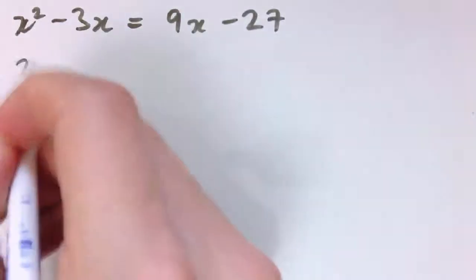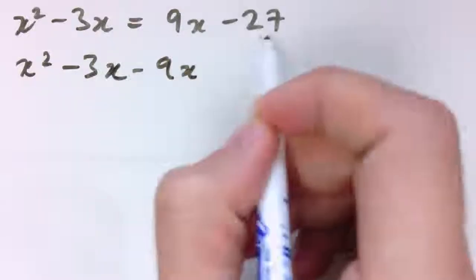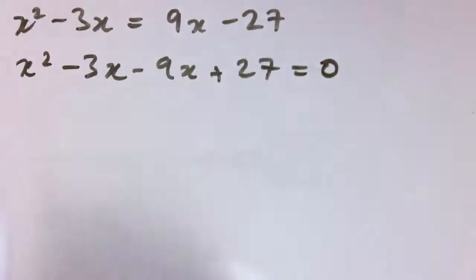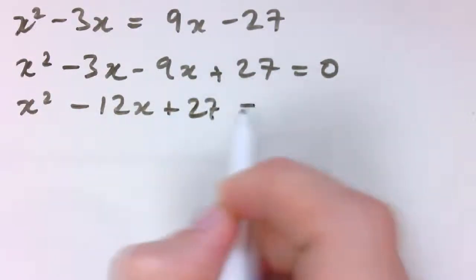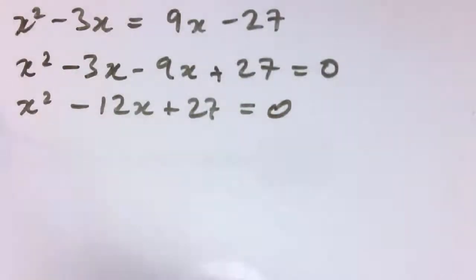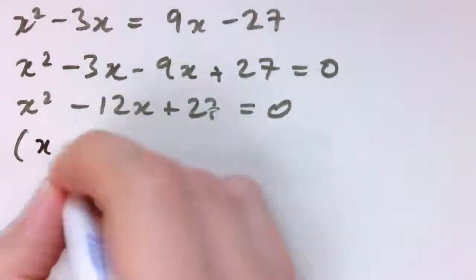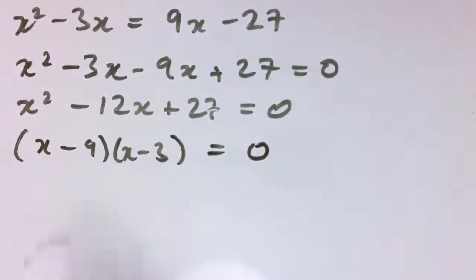So if I move everything to the left hand side, I get x squared minus 3x minus 9x plus 27 equals 0. So that's x squared minus 12x plus 27 equals 0. And now it's back in the form that we had it before. We can see if we could try and factorise it. And you can have a go, but it does factorise as x minus 9 times x minus 3 equals 0.